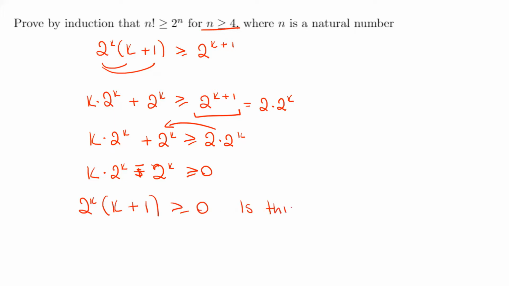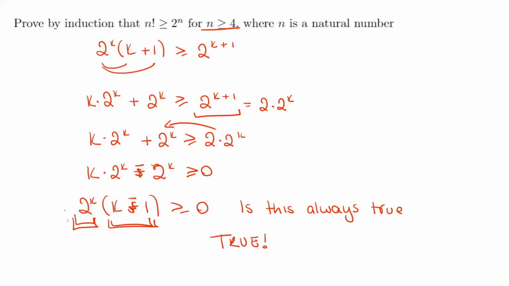Is this always true for k greater than or equal to 4? Well, that should be a minus. It is, isn't it? Because if k was 4, this part will be 3 and this will be positive, so it will be greater than 0. If it was 5, this part will be 4, this part will be 2 to the power of 5, and it's always greater than 0. So we know now that this is true.